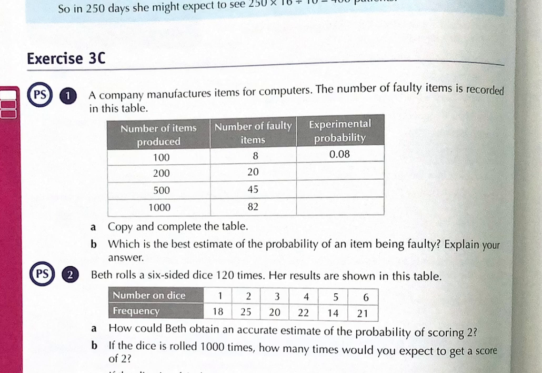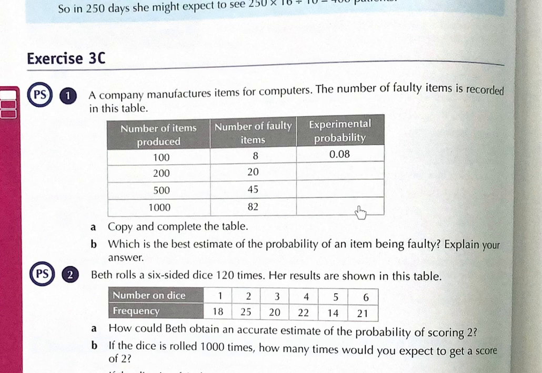Number 1. Read number 1, Talim. Faulty items. Okay. This is the number of the items produced. This is the number of the faulty items. This is the experimental probability. To find the experimental probability, you need to find the number of the faulty ones over the total numbers. The first one is done for you. So the experimental probability, number of faulty ones, which is 8 over 100, so 0.08.